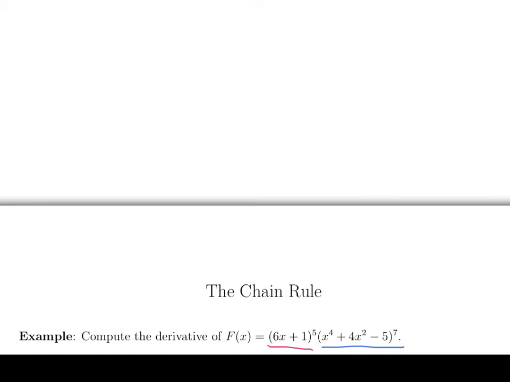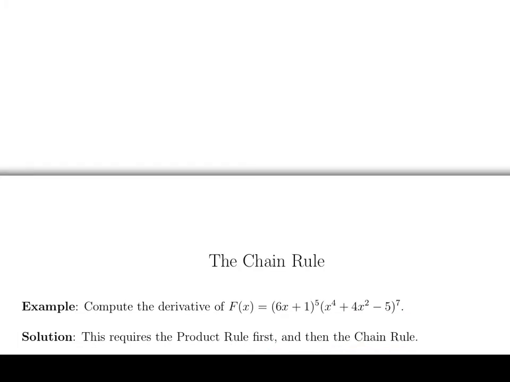But then we're going to, somewhere in there, need to differentiate those things, and so that's going to require the chain rule. So product rule and then chain rule. And we'll see how each piece works out by looking at first doing the product rule, and then we'll show how to do the chain rule.